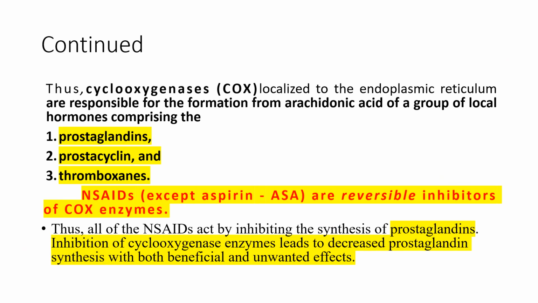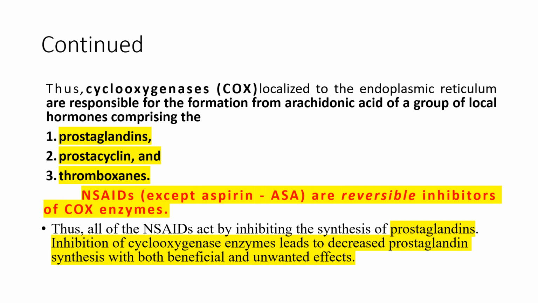Now, diving deeper into the cyclooxygenases. These are enzymes localized on the endoplasmic reticulum and are responsible for the formation from arachidonic acid of a group of local hormones comprising the prostaglandins, prostacyclins, and thromboxanes. And NSAIDs, except aspirin, are reversible inhibitors of COX enzymes. Thus all the NSAIDs act by inhibiting the synthesis of prostaglandins.